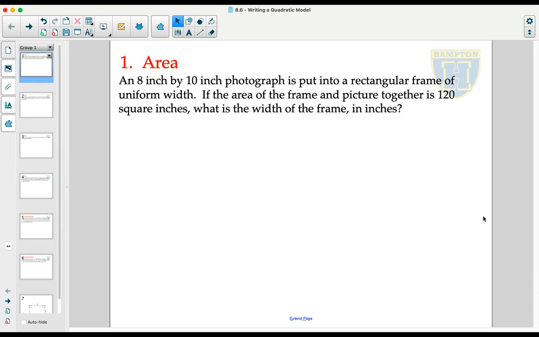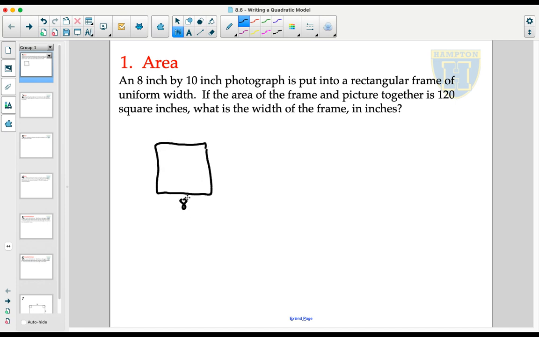An 8-inch by 10-inch photograph is put into a rectangular frame of uniform width. If the area of the frame and picture together is 120 square inches, what is the width of the frame in inches? So we're going to begin with our 8 by 10-inch photograph, not super concerned about the direction and the order where we put the 8 and where we put the 10, but here's our 8 by 10-inch photograph.